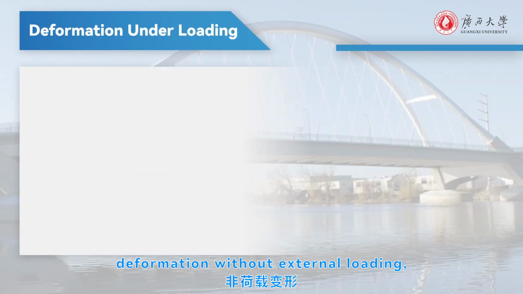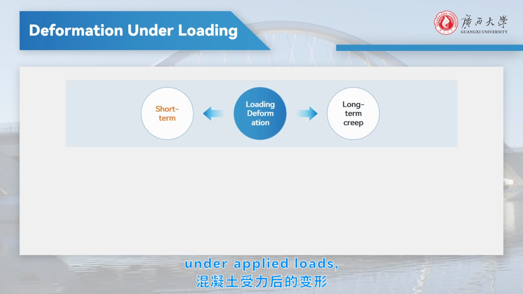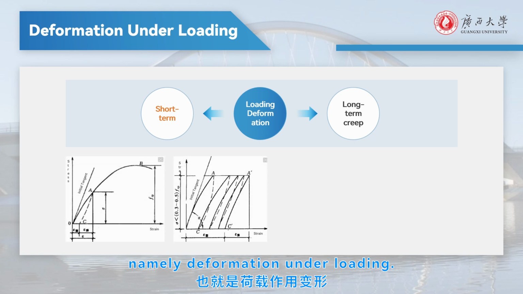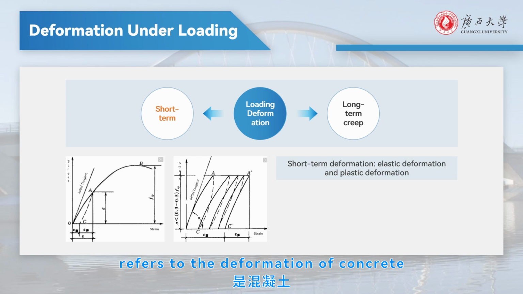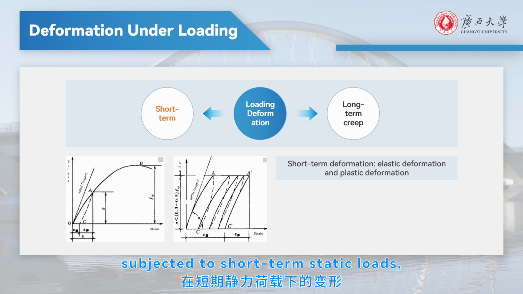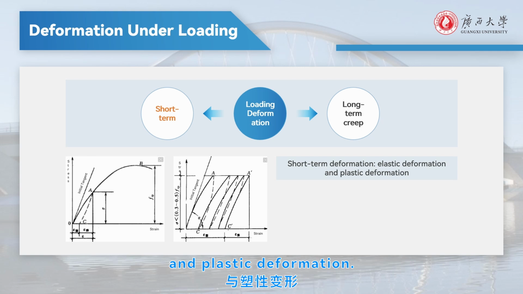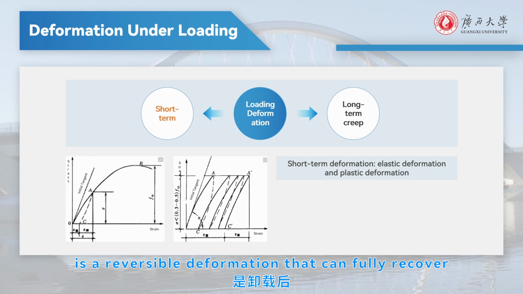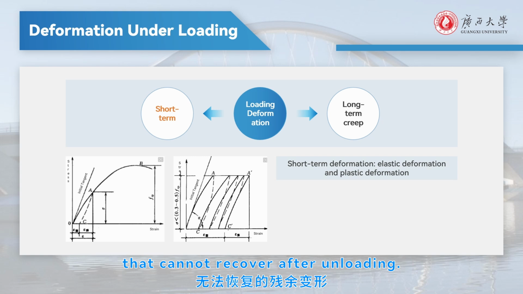After understanding deformation without external loading, we will now move on to the deformation of concrete under applied loads, namely deformation under loading. Deformation under short-term loading refers to the deformation of concrete subjected to short-term static loads, which mainly includes elastic deformation and plastic deformation. Elastic deformation is a reversible deformation that can fully recover after unloading and follows Hooke's law. Plastic deformation, on the other hand, is a permanent residual deformation that cannot recover after unloading.